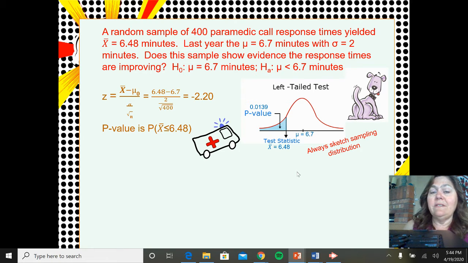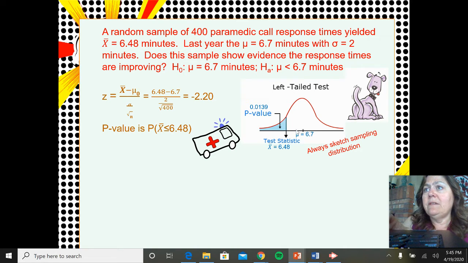We always have to sketch our distribution. Just like we did with CIs, the mean has to go in the middle. This time the mean of the hypothesis was 6.7. Then we state where our test statistic of 6.48 is. Then we shade the tail, this time left because it's less than, and show the p-value. You also have to find the standard deviation piece: 2 divided by 20 is 1/10, so you should mark off your standard deviations of 0.1.